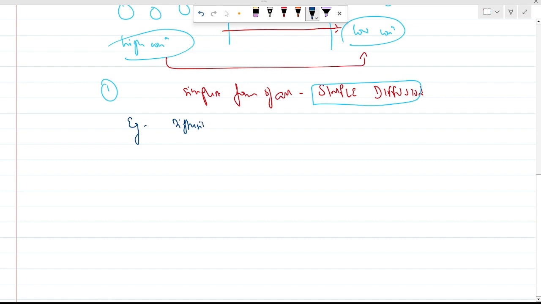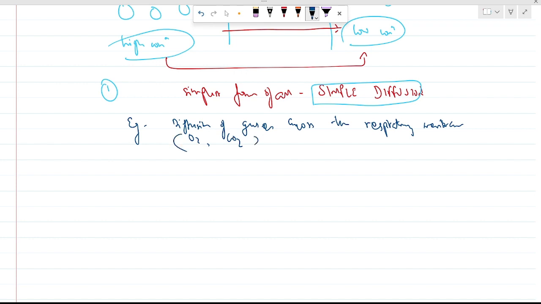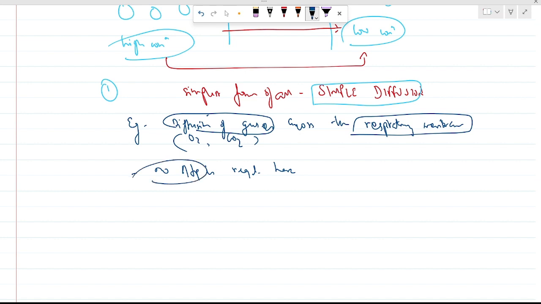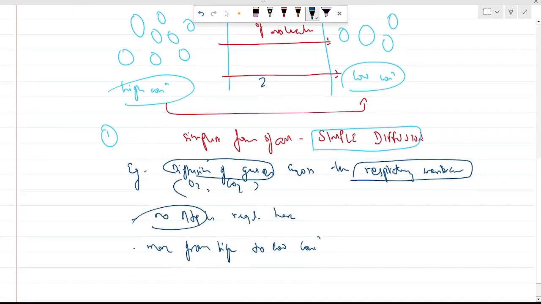Example: diffusion of gases across the respiratory membrane. What are the respiratory gases? It's simple: oxygen and carbon dioxide. So oxygen and carbon dioxide pass through diffusion in and out across the respiratory membrane. In simple diffusion, as you see, no ATP is required here. Substances move from high to low concentration. We have established this fact here.